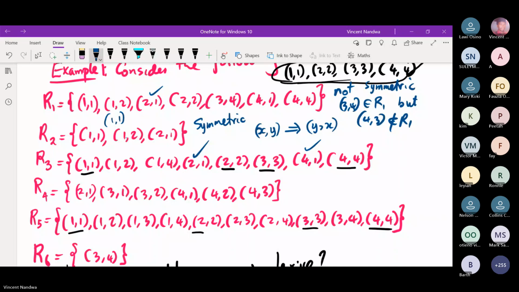1, 1, 1. Is it symmetric? Yes, symmetric because all those properties are satisfied. So this is also symmetric.